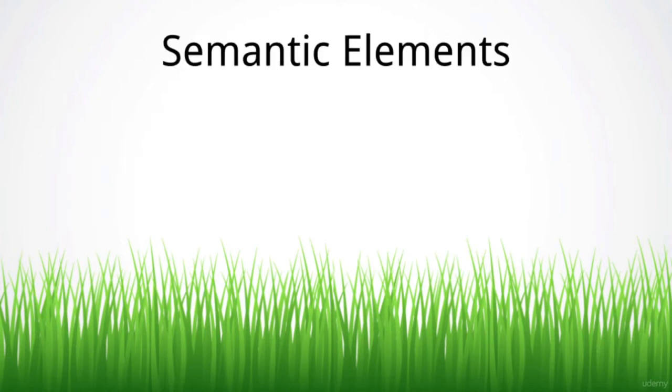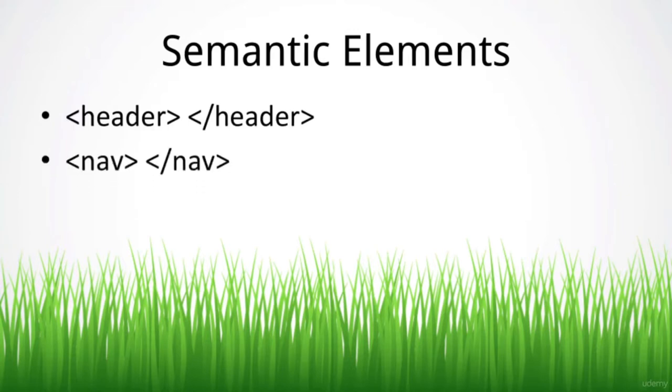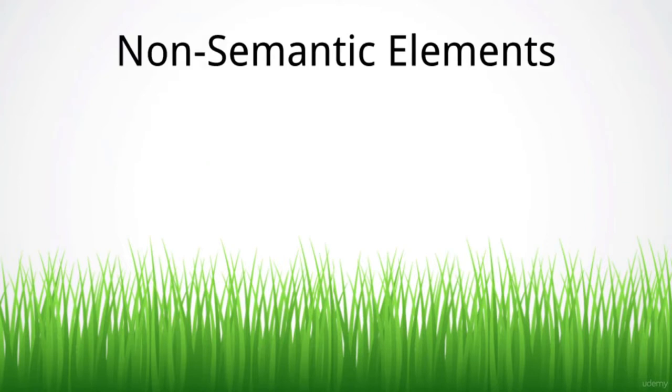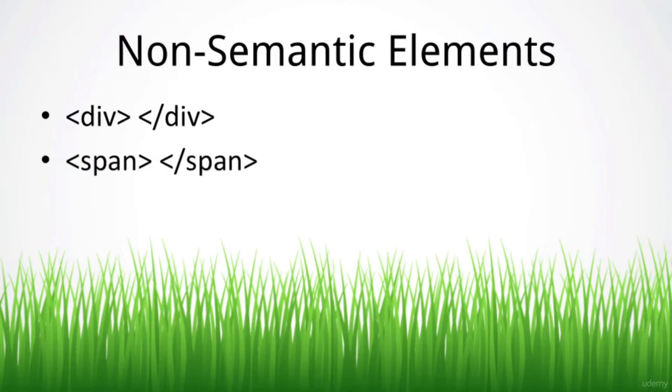Some examples of some semantic elements include the header element, the nav element, and the footer element. As you can tell just by the name of these elements, you have a rough idea on what that element should actually contain. Some examples of some non-semantic elements include the div element, as you saw earlier, the logical division, and the span element.